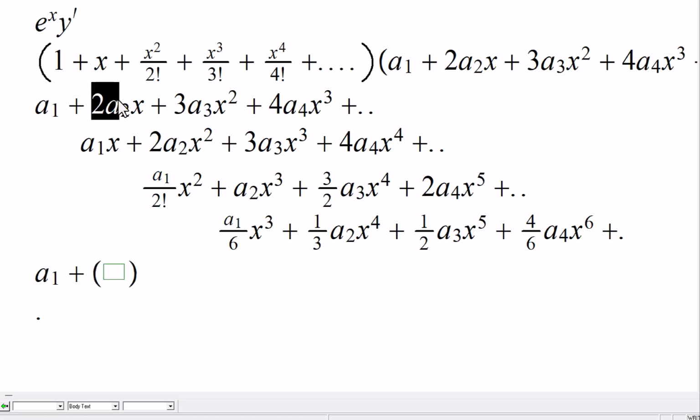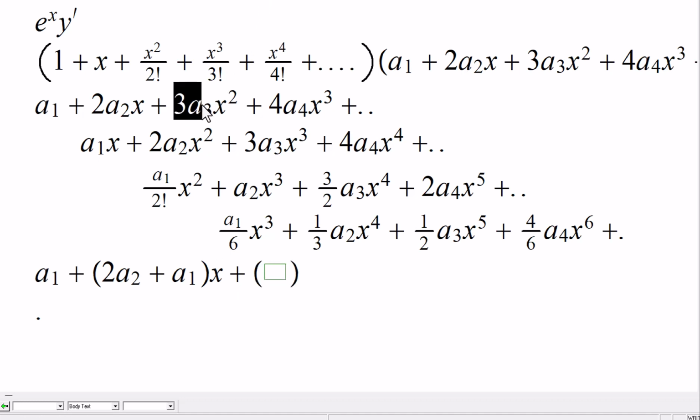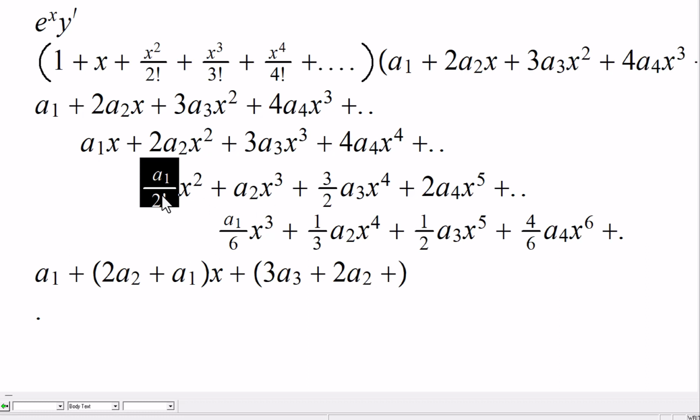They are going to be 2a2 plus a1, okay, 2a2 plus a1, and then we have an x here, and then we have plus 3a3 plus 2a2, okay, and then plus a1 over factorial 2.